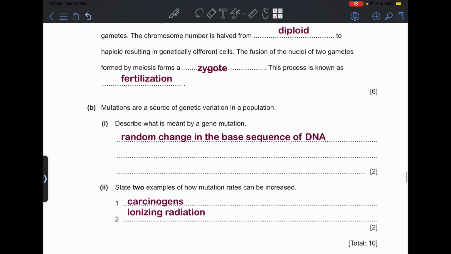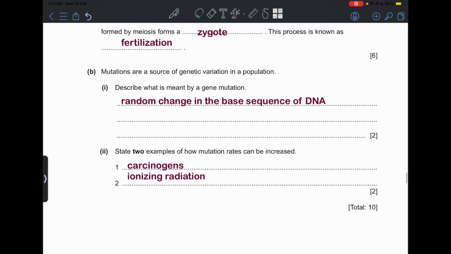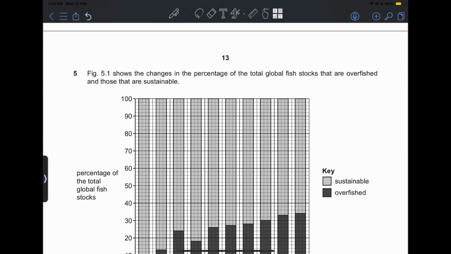B says mutations are a source of genetic variation in a population. Describe what is meant by gene mutation. It is actually the definition, which is a random change in the base sequence of DNA. State two examples of how mutation rates can be increased. This is by carcinogens, which means substances that cause cancer, and ionizing radiation.